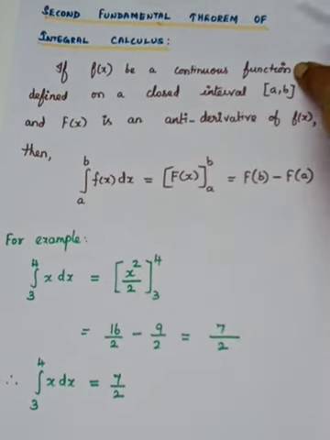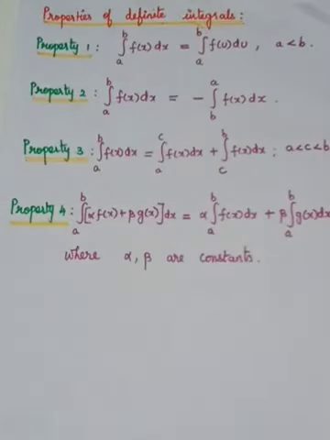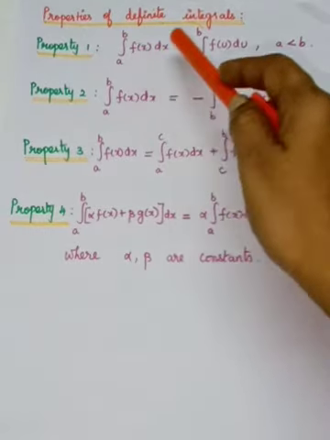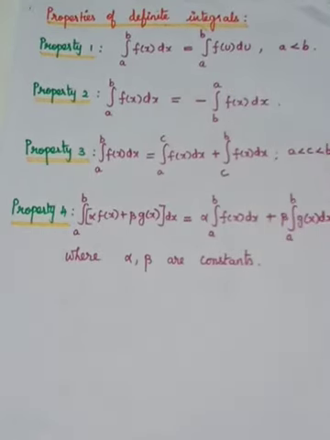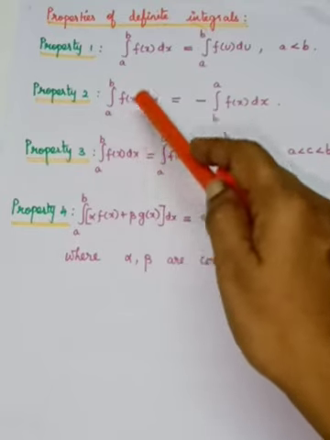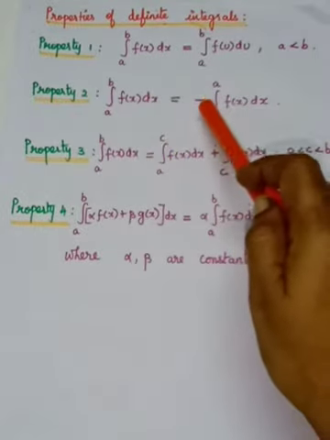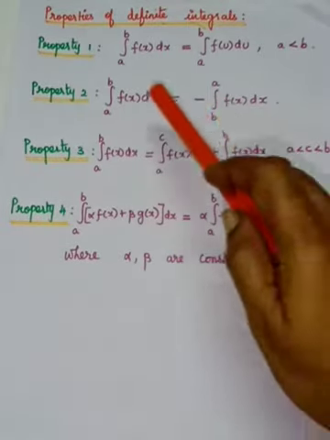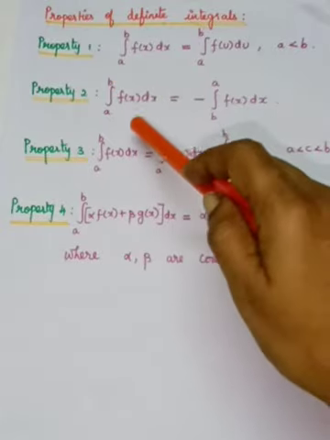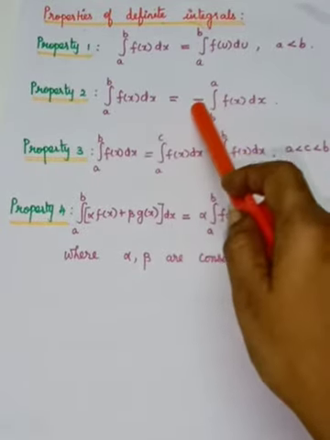Okay, we'll go to the properties of definite integrals. First property: the integral from a to b of f(x) dx is equal to the integral from a to b of f(u) du. In the place of x, you can change the variable to u. Next, property 2: the integral from a to b of f(x) dx is equal to minus the integral from b to a of f(x) dx. That means if you interchange the limits in integration, you have to write minus in front.